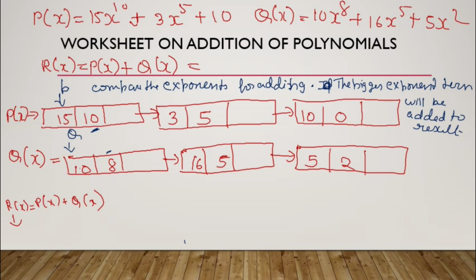Okay, so we know that we compare the exponents of the components, the exponents of p and q. So we know the 10 and 8 we compare first, students. So we know that 10 is bigger. So our first node in R of x will have 15, 10.